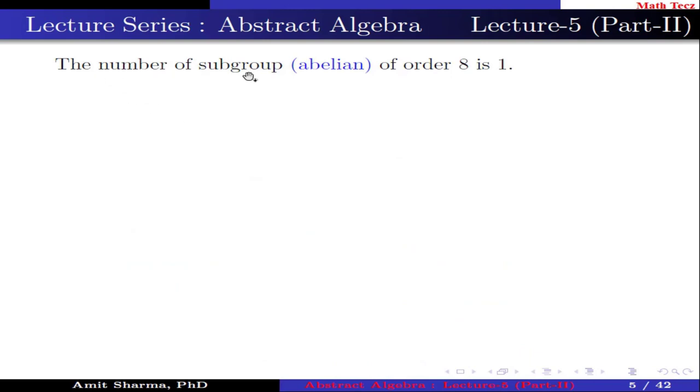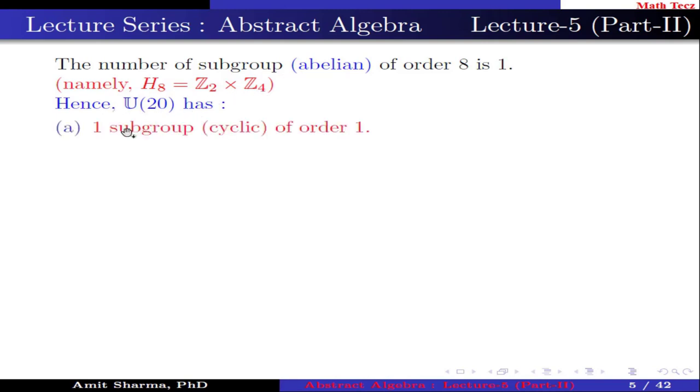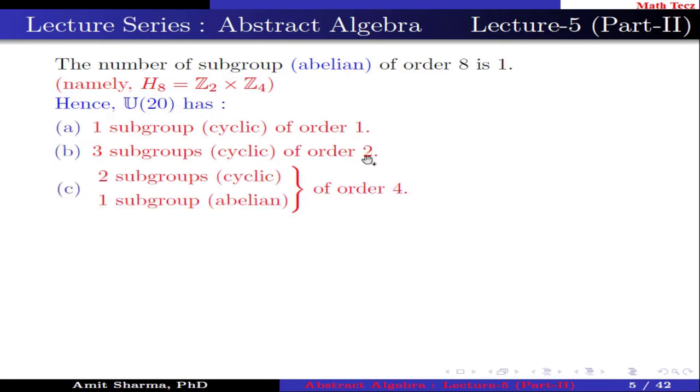The number of subgroups of order 8, which are abelian, is 1, and the subgroup is H8, which is equal to Z2 cross Z4. Hence, U20 has one cyclic subgroup of order 1, three cyclic subgroups of order 2, two cyclic subgroups of order 4, and one abelian subgroup of order 4, and one abelian subgroup of order 8.